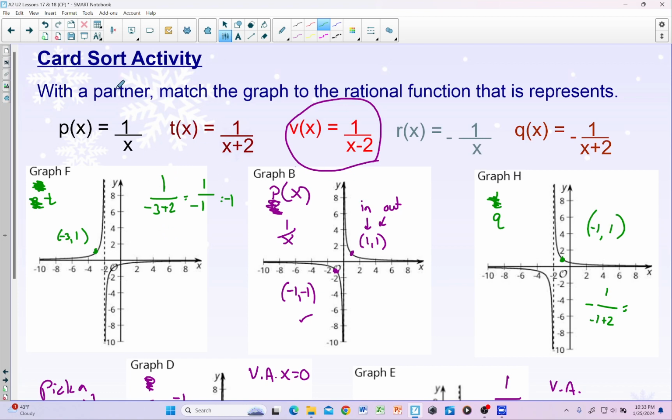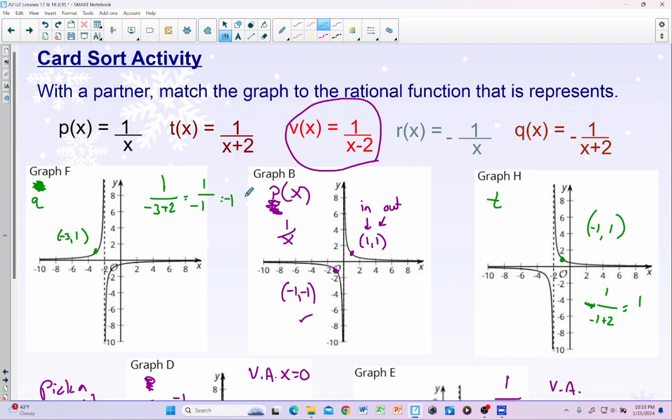No, I had that right. I was reading the wrong function. Okay, never mind. I had the wrong function there. That one is t. So in this case, 1 over negative 1 plus 2. Negative 1 plus 2 is 1, and 1 divided by 1 is 1. So it works. Sorry about that. It just had a little bit of a skip there.